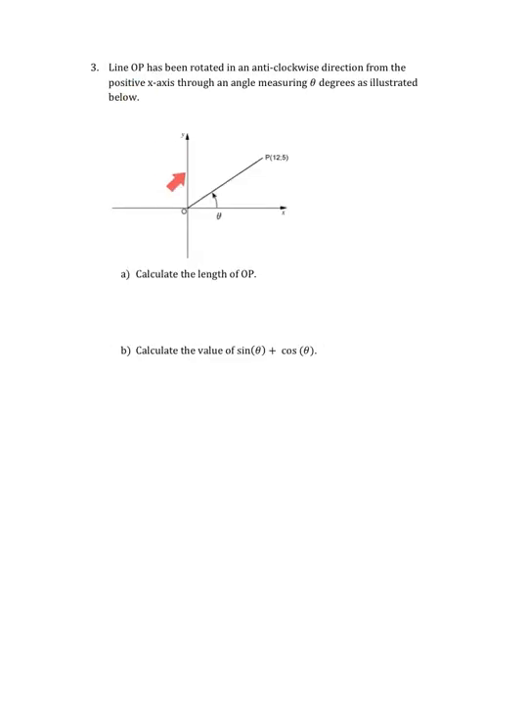Let's check it out. Line OP has been rotated in an anti-clockwise direction from the positive x-axis through an angle measuring theta degrees as illustrated below. Okay, so this line was flat on the x-axis. It starts moving anti-clockwise, right? We got to this point on the Cartesian plane, 12, 5. Right, angle theta has now formed between the positive x-axis and that terminal arm. Calculate the length of OP. Calculate the value of sine theta plus cos theta.